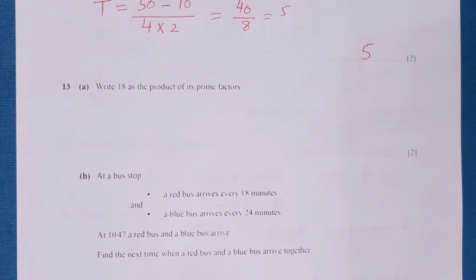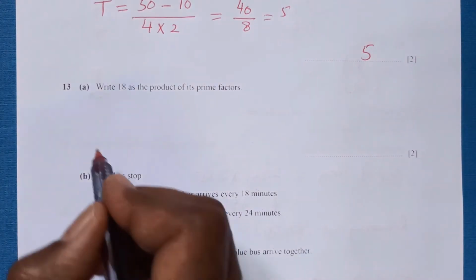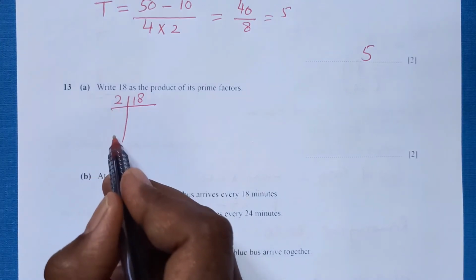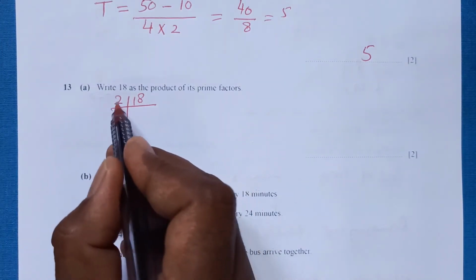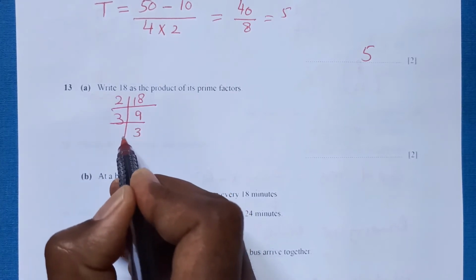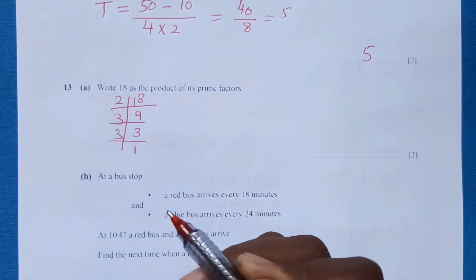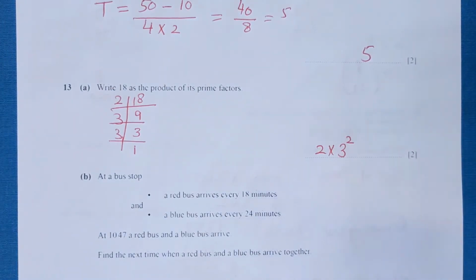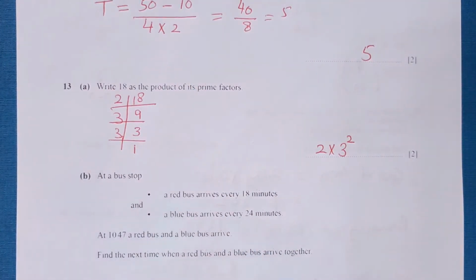Number 13. Write 18 as product of its primes. So this is very simple. We are going to take prime numbers on this side. 18 divided by 2 is 9. Then 3 times 3 is 9. 1. So you can write it down as 2 times 3 power 2, because 3 is coming twice here.